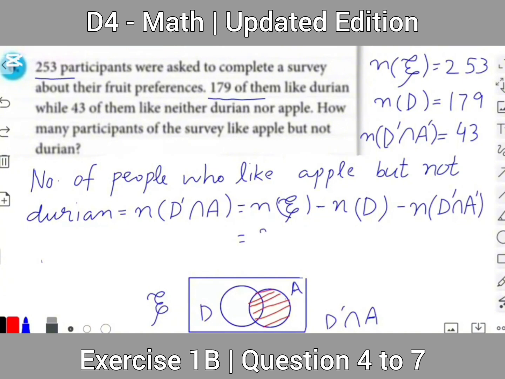So the number of elements in the universal set is 253. The number of elements in the set D is 179. And the number of elements in the set D complement intersection A complement is 43. So after subtraction, we will get 31. So the number of people who like apple but not durian is equal to 31. So the number of elements in the set D complement intersection A is equal to 31.